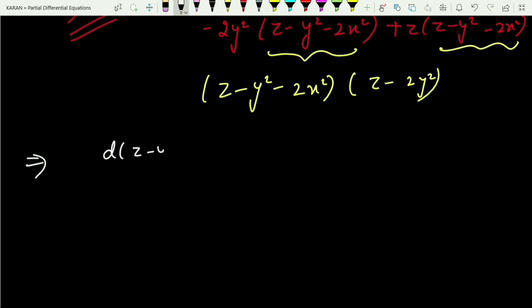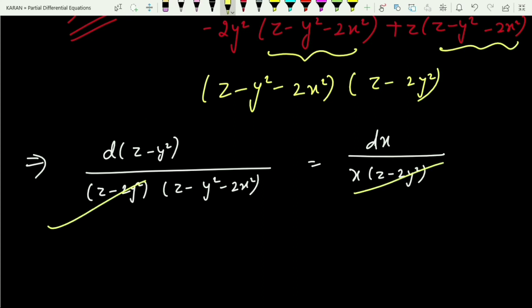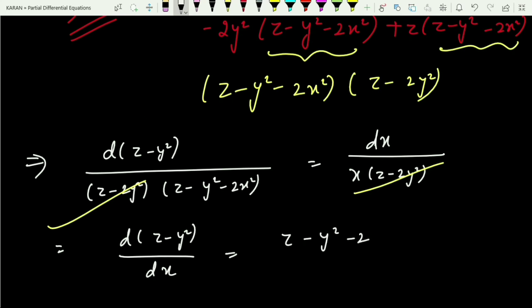So derivative of z minus y square divided by z minus 2y square, multiplied with z minus y square minus 2x square, right? And now if we compare with the first one, that is dx divided by x into z minus 2y square. Now just observe, z minus 2y square will get cancelled out, right? And what do we get? So this is derivative of z minus y square, bring dx in the denominator, so this thing is equal to z minus y square minus 2x square whole divided by x, right?